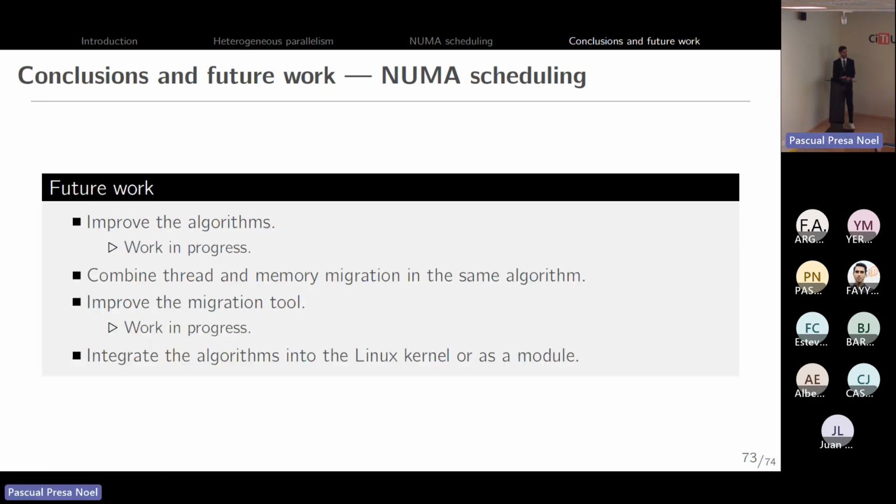And in the future work, we have planned to improve our algorithms, which we are working on right now. We also want to combine thread and memory migration algorithms into a single one. And obviously, we have planned to improve the migration tool to reduce its overhead as much as we can. And finally, we plan to discuss the possibility of integrating the algorithms into the Linux kernel as a module.